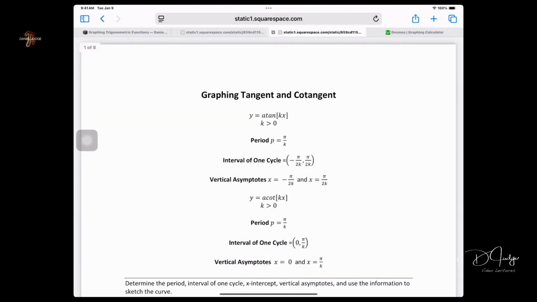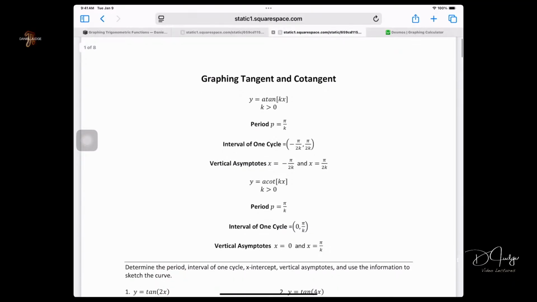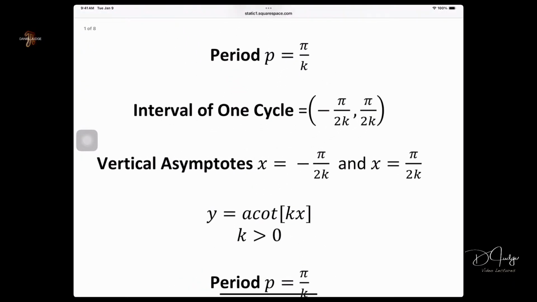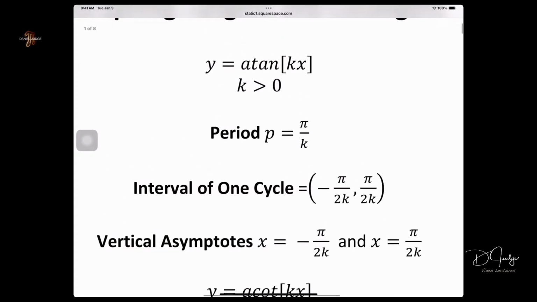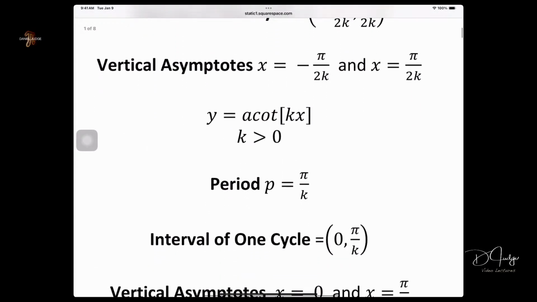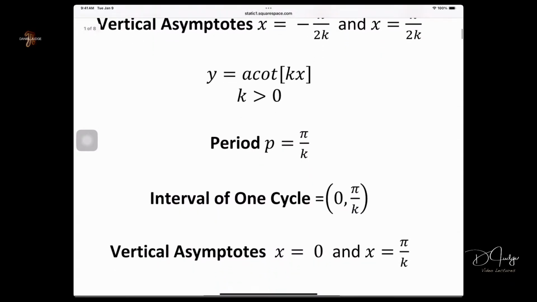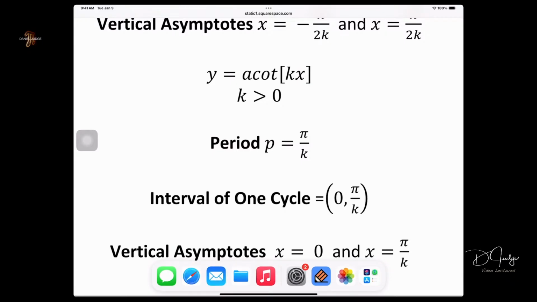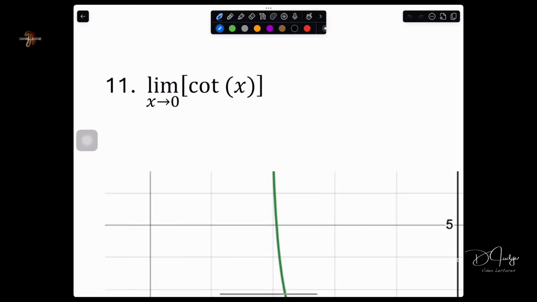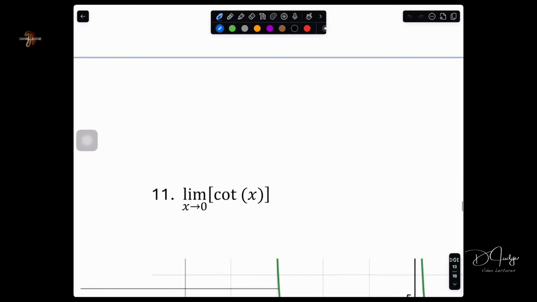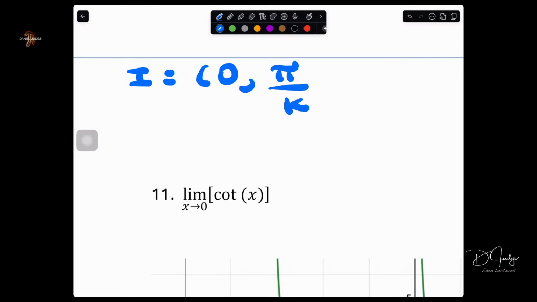So earlier today we looked at the tangent interval of one cycle with its vertical asymptotes. This is for tangent. And we want to remember cotangent. The interval of one cycle for cotangent starts at 0 and ends at pi over k, and your vertical asymptotes are at those endpoints. So from 0 to pi over k, let's take a look at that here. Your interval of one cycle goes from 0 to pi over k.